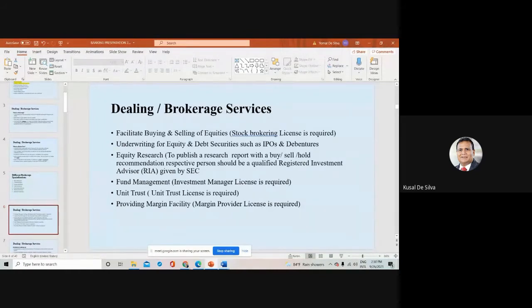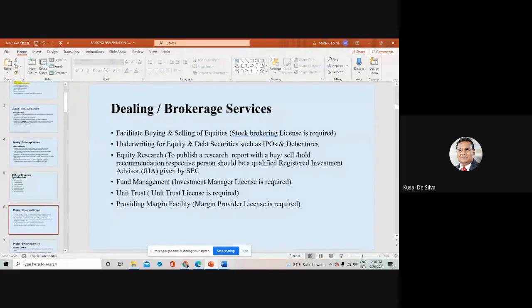So margin facility means if you have a portfolio. For example, you may have Commercial Bank shares, you may have Sampath Bank shares, you may have HNB shares, you may be having NDB shares, you may be having LOLC shares. So likewise, you may have different portfolios.